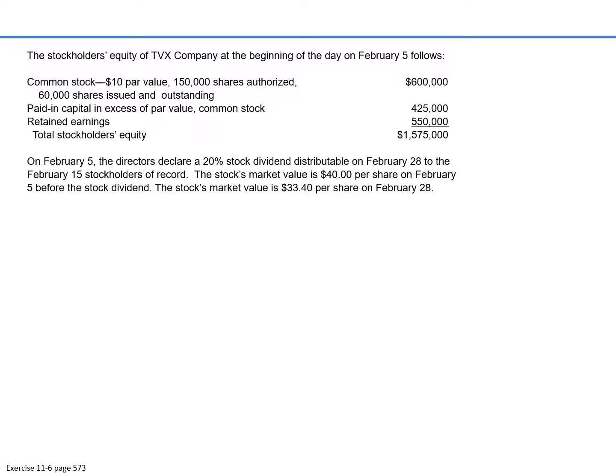All right, 11.6. Stockholder equity for TVX Company at the beginning of the day on February 5th is as follows. On the 5th, they declare a 20% stock dividend distributable on February 28th to the February 15th stockholders of record. The stock's market value is $40 per share on February 5th before the dividend, and $33.40 per share on February 28th. So prepare the entries to record both the dividend declaration and its distribution.